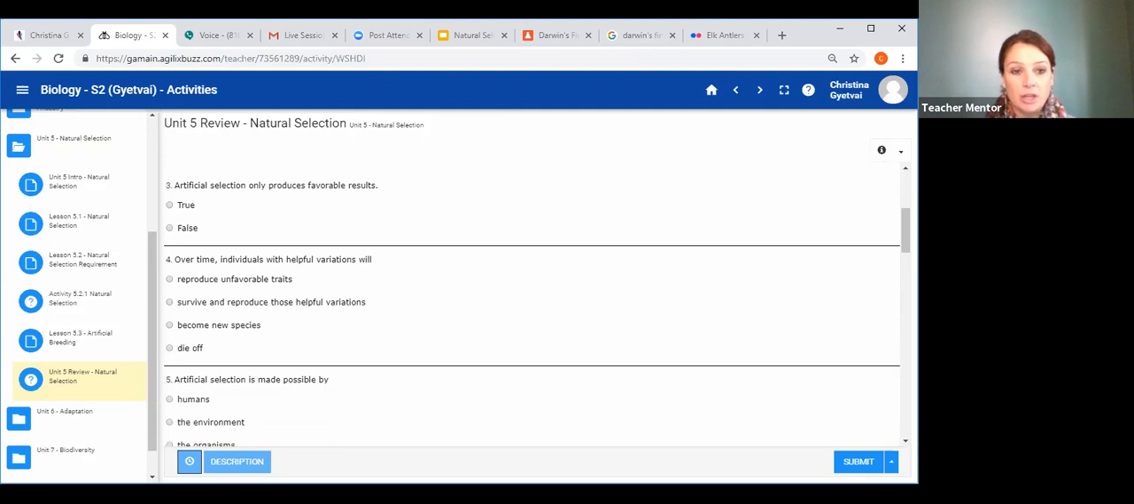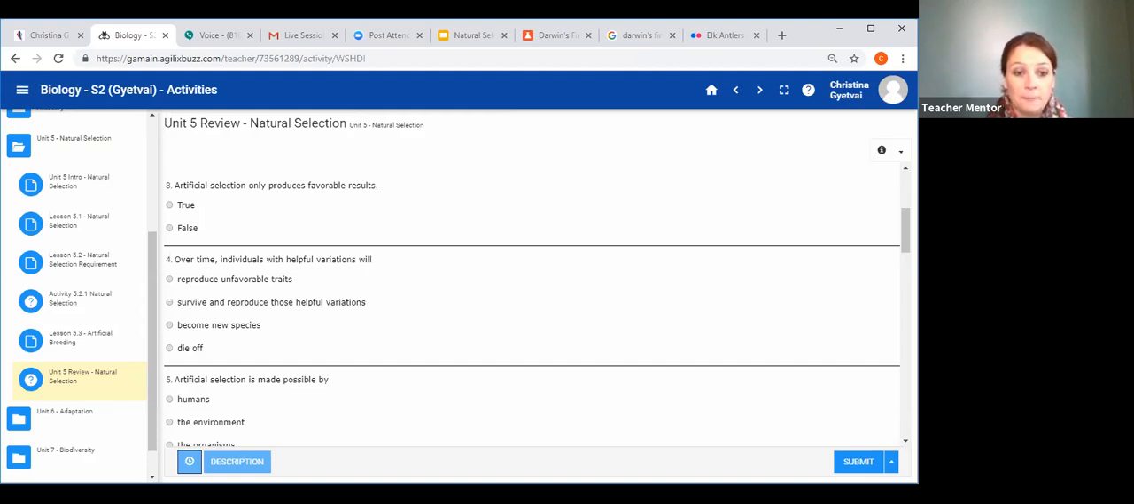So number 3, artificial selection only produces favorable traits. So again, typically the humans are taking and artificially selecting different traits that they want to be passed on. So this is true. Yes, artificial selection only does produce favorable results, for sure.